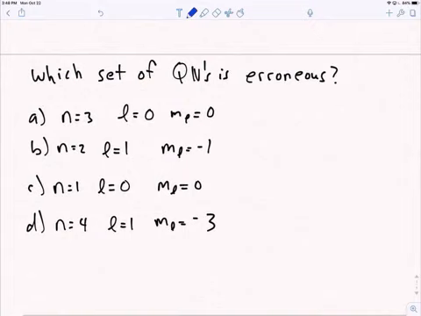Which set of quantum numbers is erroneous? That's kind of the wording they use on the tests too, so I'm trying to explain it, since you might wonder what does erroneous mean?